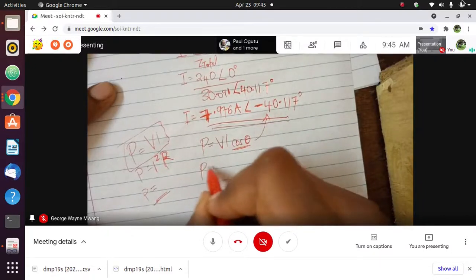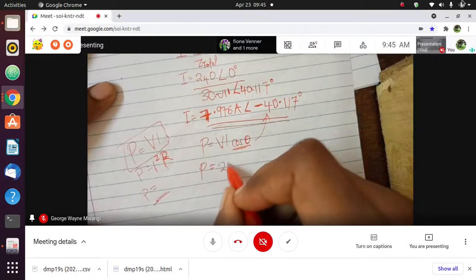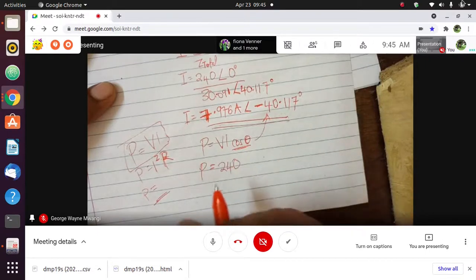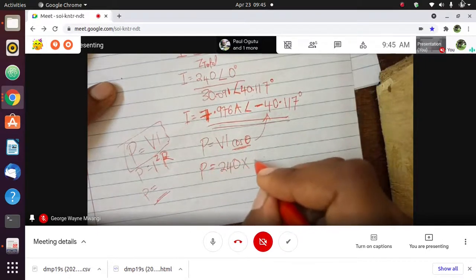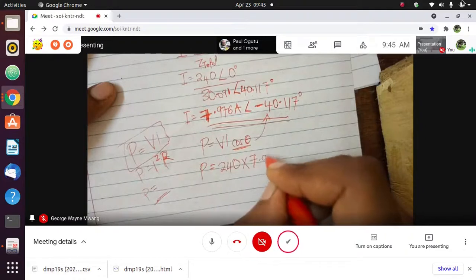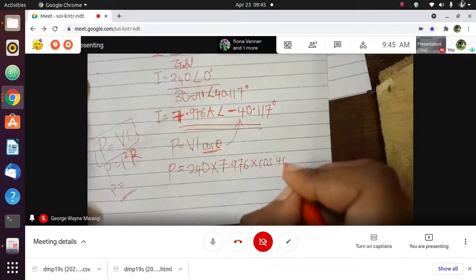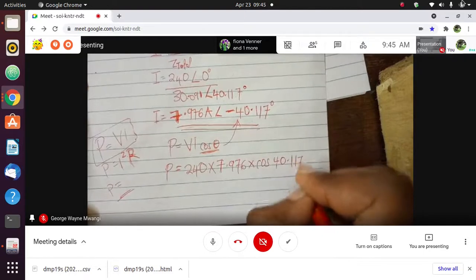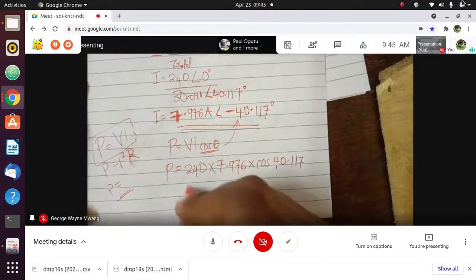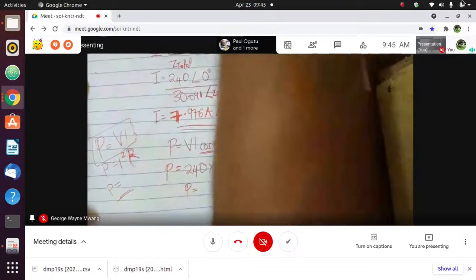Therefore, the power will be given by the supply voltage, which is 240. This is now the input power. 240 times the current, which is 7.976, multiplied by the cos of 40.117. What will be the supply power? Or the input power into that motor?